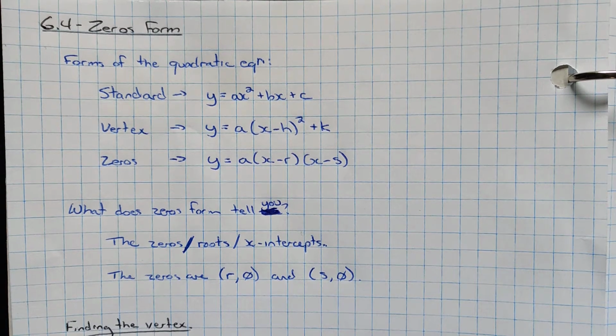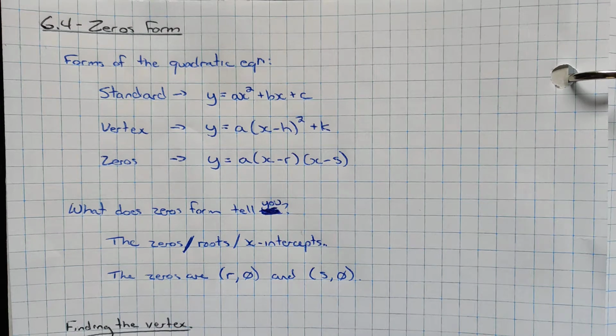In this section here, we're going to take a look at the third form of the quadratic equation. So we've covered standard form, which is our y equals ax squared plus bx plus c. Doesn't tell us as much in terms of some of the key things we want to know all the time. But the a value tells us the direction of opening and the vertical stretch or compression.